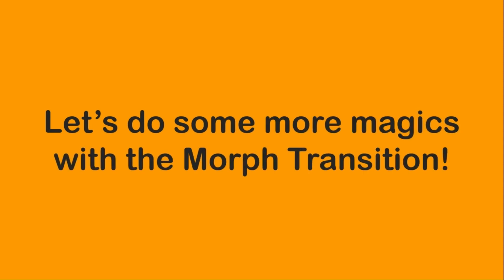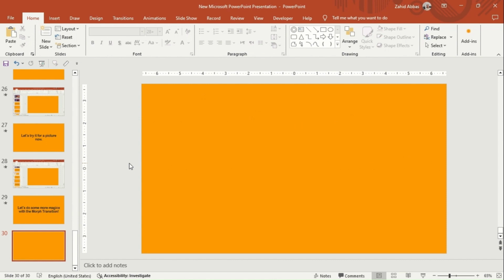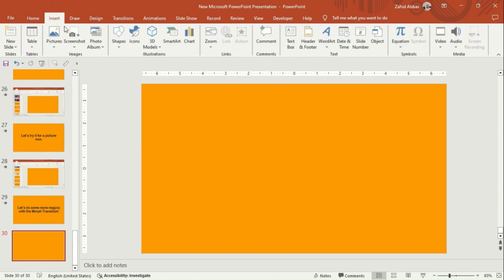Let's do some more magic with the morph transition. Number 1. Take a blank slide and insert 3 pictures on it from the picture menu.